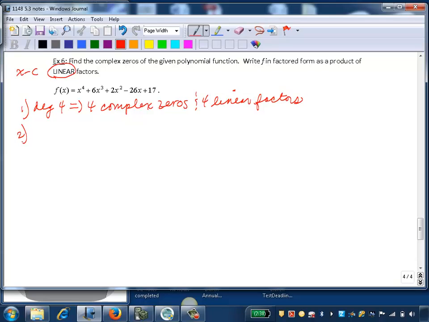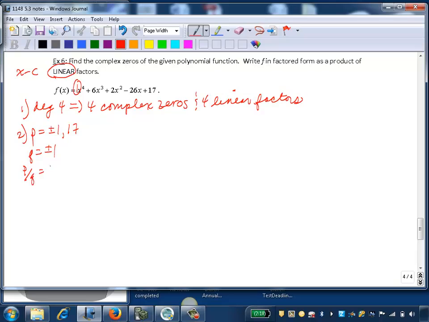Okay, second step, we want to use the rational zeros theorem to list our possible rational zeros. So remember, we want to list the p and the q values. p is factors of the constant. In this case, we have 17. So we want plus or minus 1 and plus or minus 17. And then our q values are factors of our leading coefficient, which we can see is 1. So just plus or minus 1.